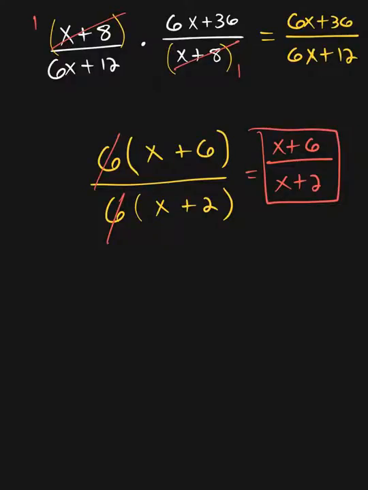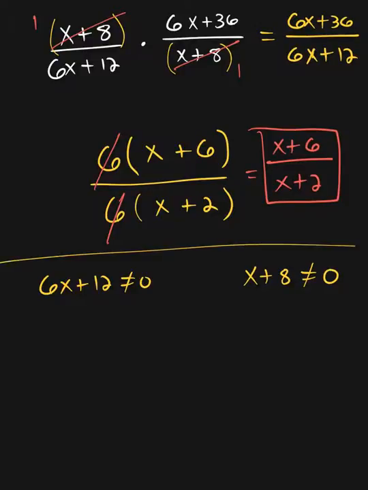And we've got several exclusions in this example. We've got to take care of 6x plus 12 can't be equal to 0, and x plus 8 cannot equal 0. And these are coming from the original expression. So this 6x plus 12 is coming from up here, this 6x plus 12. And this x plus 8 is coming from this x plus 8.